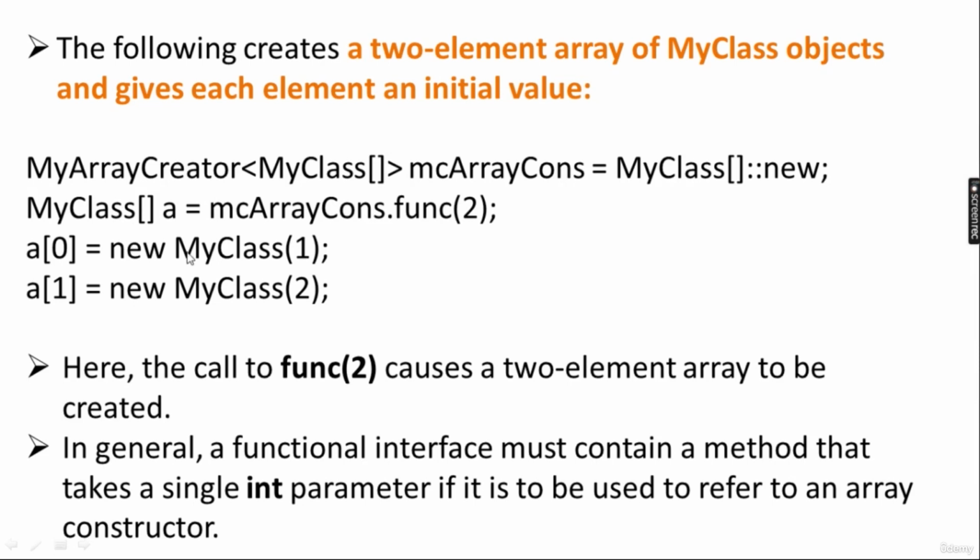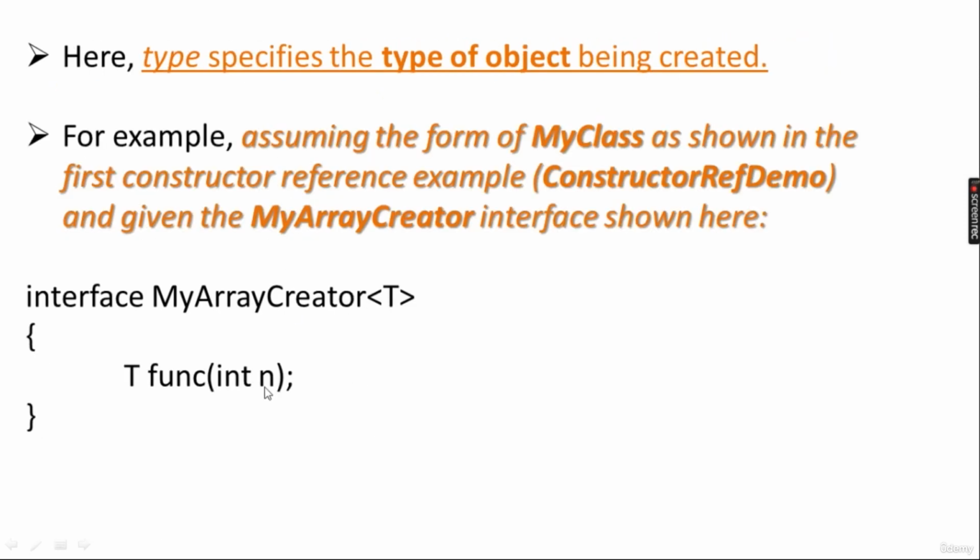A of 0, new MyClass. Why new MyClass? Because the array is of type class, not integer, float, double, or boolean. So each value in this array will be an object of type MyClass. So how do we create an object? We create an object like MyClass A is equal to new MyClass. So it will be like this, new MyClass, and the parameter is n.